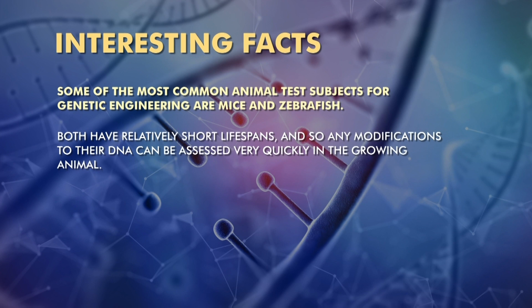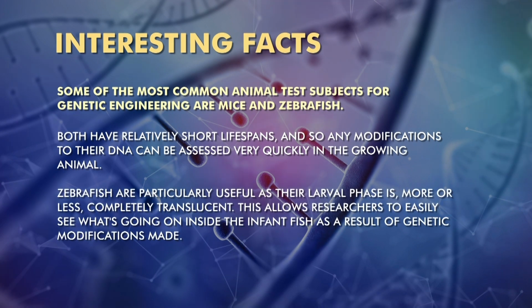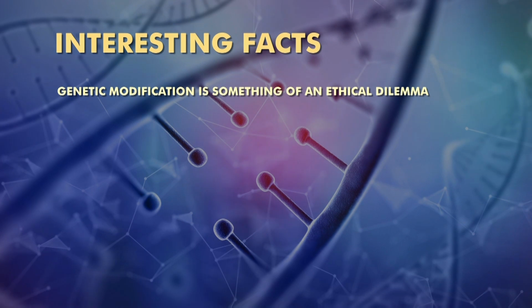Both have relatively short lifespans, and so any modifications to their DNA can be assessed very quickly in the growing animal. Zebrafish are particularly useful as their larval phase is more or less completely translucent. This allows researchers to easily see what is going on inside the infant fish as a result of the genetic modifications which are made. Genetic modification is something of an ethical dilemma.